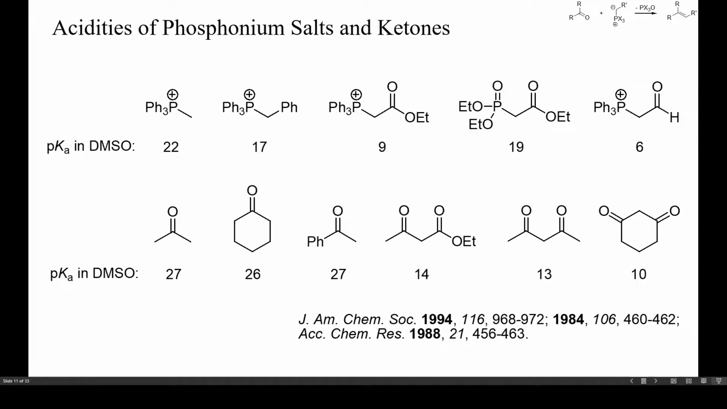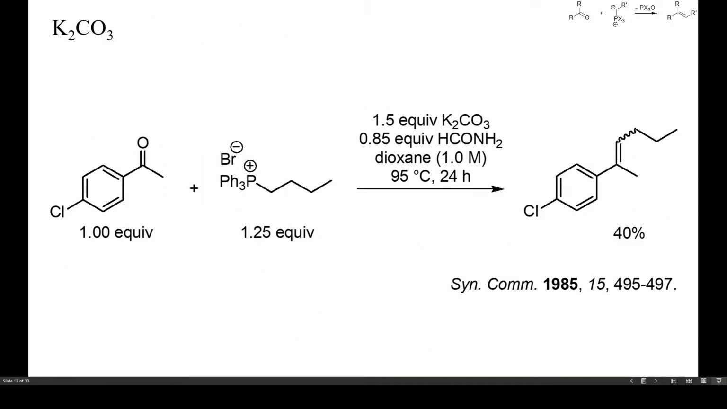Ylides from highly acidic phosphonium salts, however, such as those prepared from haloacetic esters, are less basic and less nucleophilic and do not usually react with the oxygen. Phosphorus ylides can of course always be generated in dry THF with very strong bases, such as LDA, but for large-scale preparations this is not always a practical or economically sound strategy.